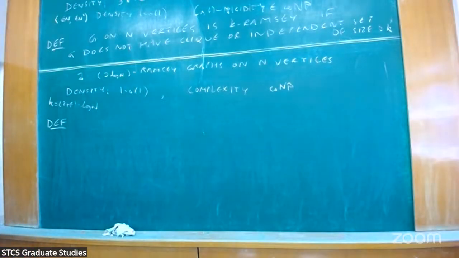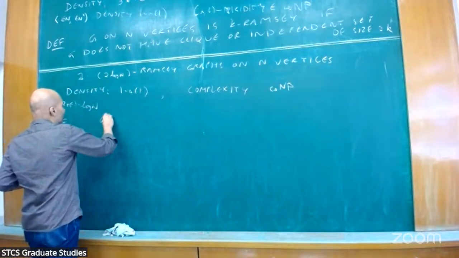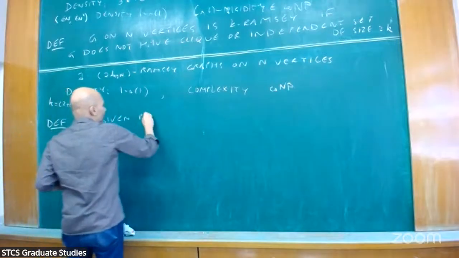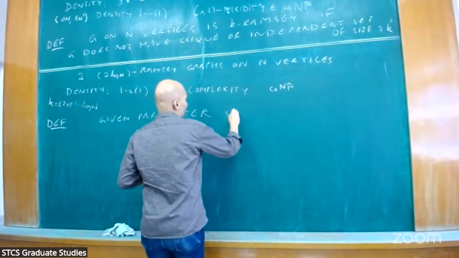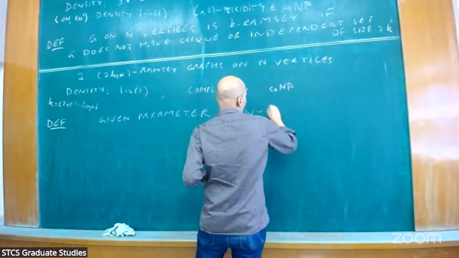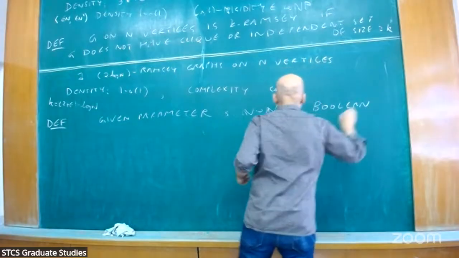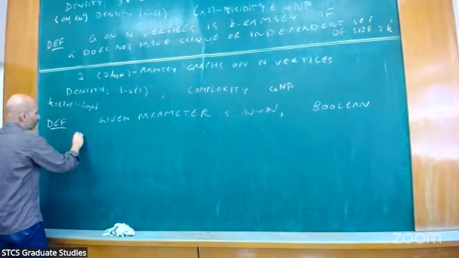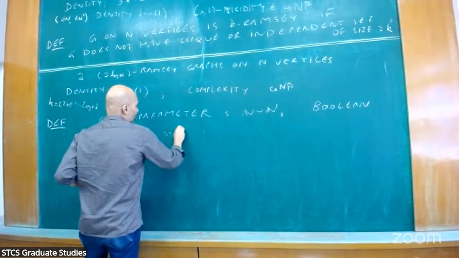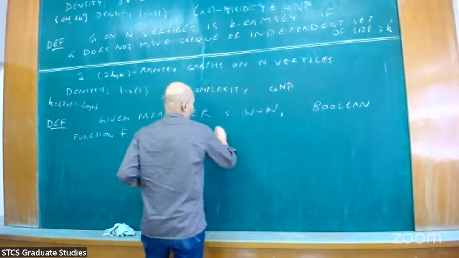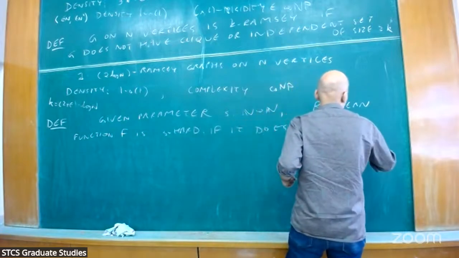Okay, and finally, the hard Boolean function example. Say, given parameter s, an n-variable Boolean function f is s-hard if it does not have Boolean circuits of size s(n).